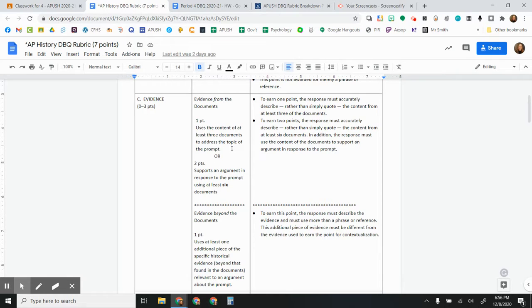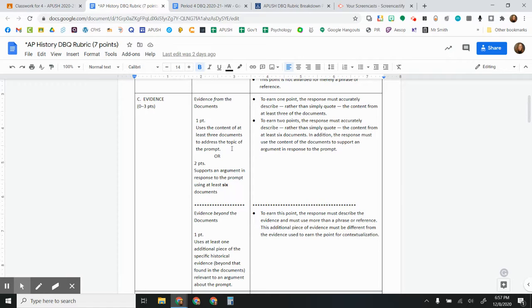The first point is probably the easiest. It just says that you have to use 3 of your documents, and there are 7 total documents. You have to use the content of at least 3 to address the topic of the prompt. It has to be clear that you understand them. So you don't want to just quote them, because that doesn't necessarily mean that you understand them. So you need to be able to explain them.